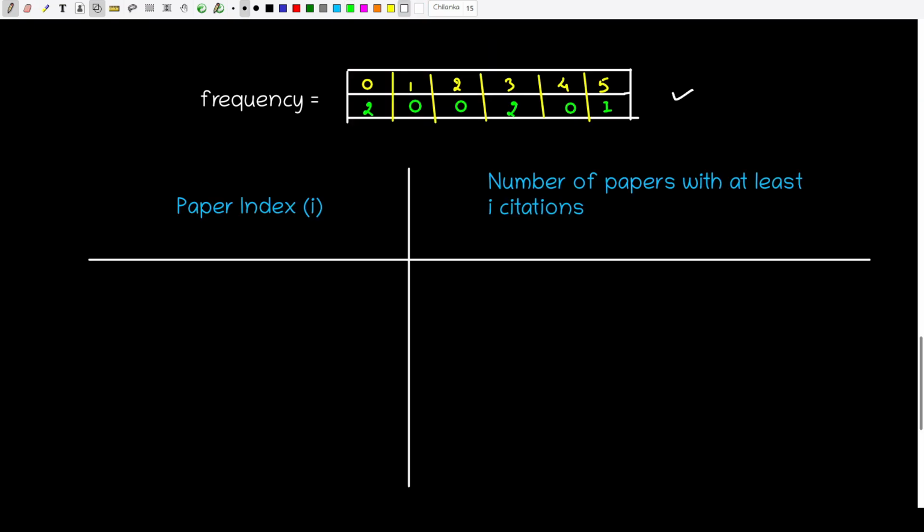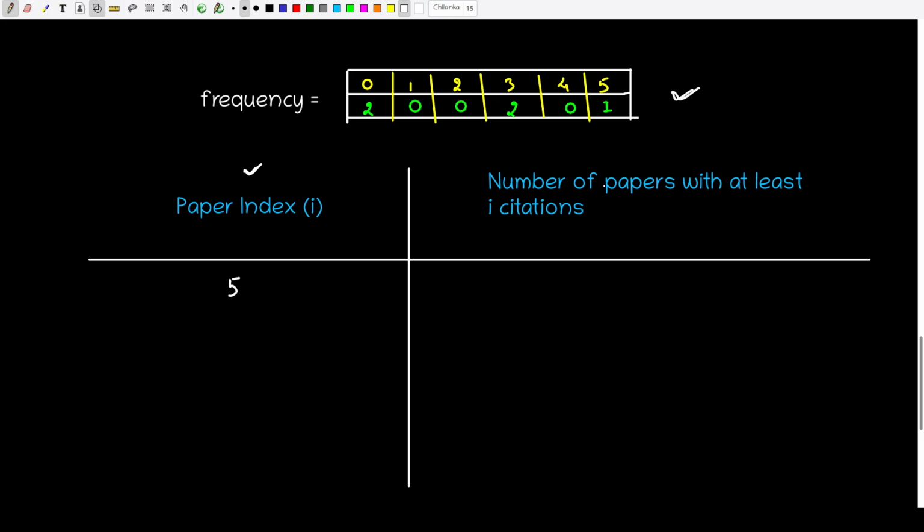Now with the frequency array populated, we are going to compute the value of h index. For that, let us have paper index over here and the number of papers with at least i citations. So let's start from the last paper. Since we have to find the largest value, we are going to start from the last paper. So the last paper index is 5.